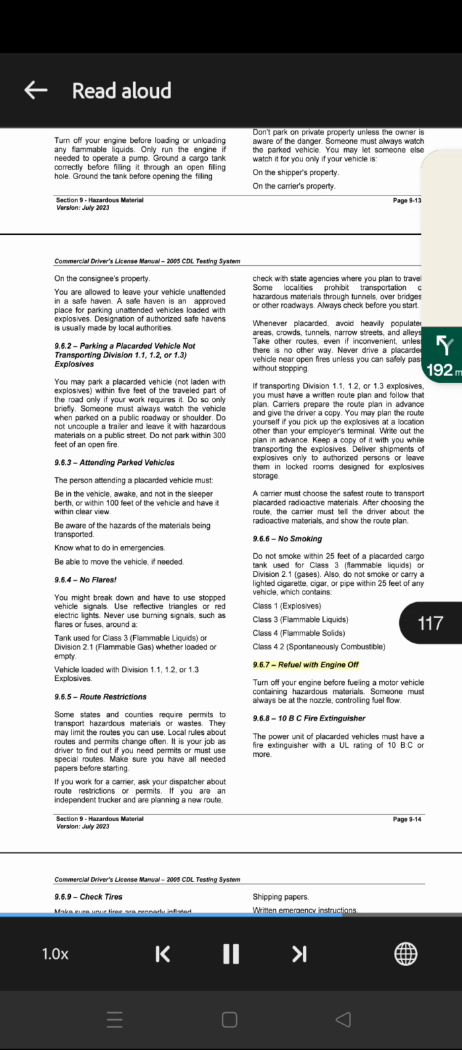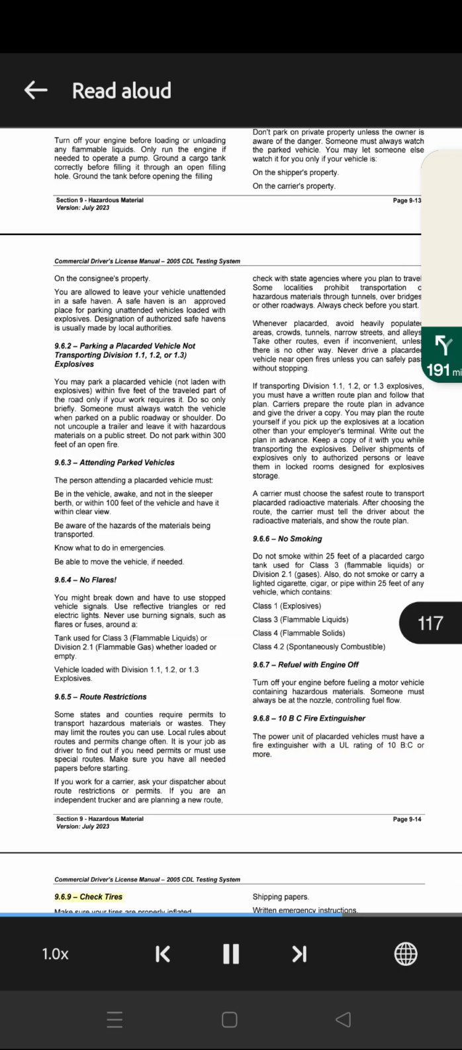9.6.7 Refuel with engine off. Turn off your engine before fueling a motor vehicle containing hazardous materials. Someone must always be at the nozzle, controlling fuel flow. 9.6.8 10 BC fire extinguisher. The power unit of placarded vehicles must have a fire extinguisher with a UL rating of 10 BC or more.